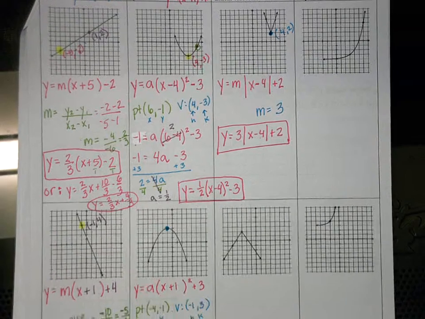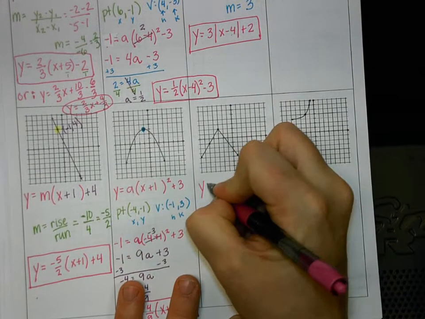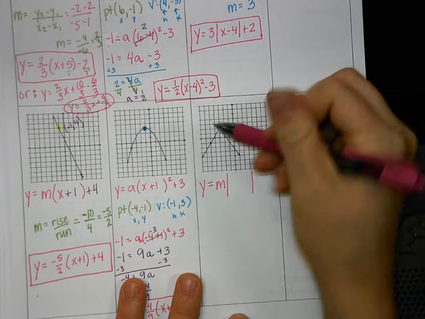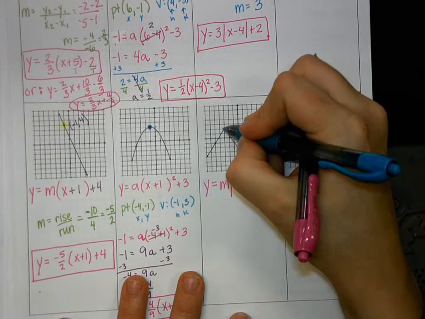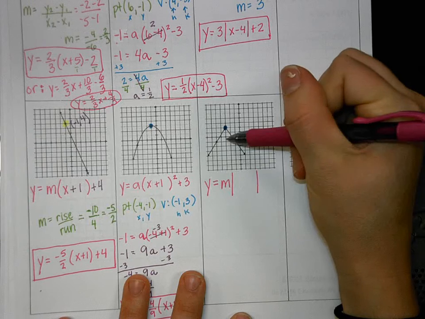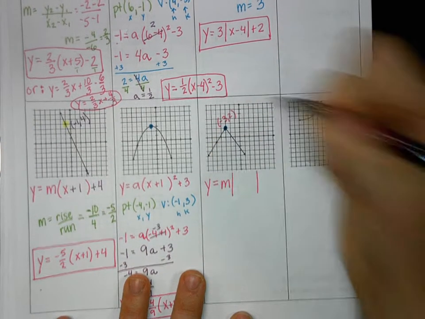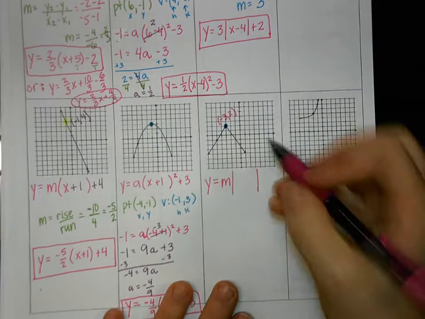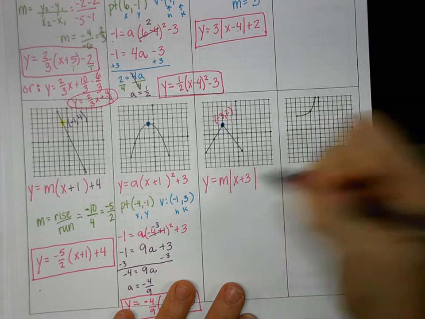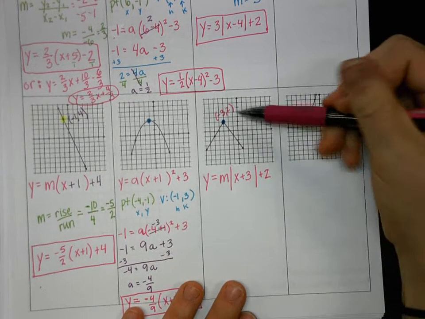And then showing a negative version, same thing. I start with my vertex because that'll show my translation. I'm going left 3, up 2. Good. Negative 3, 2 is what I heard. So inside my absolute value is x plus 3. Very good. And then at the end is plus 2 for my positive 2.